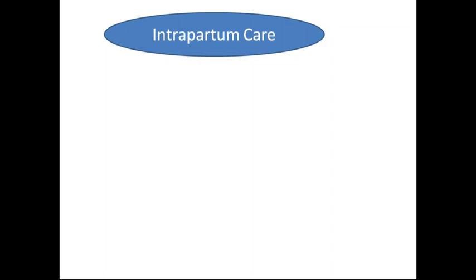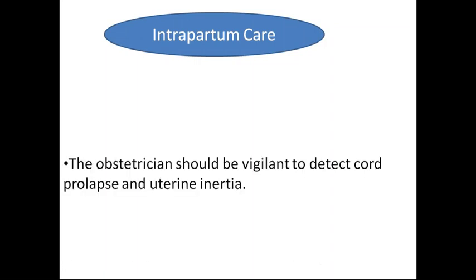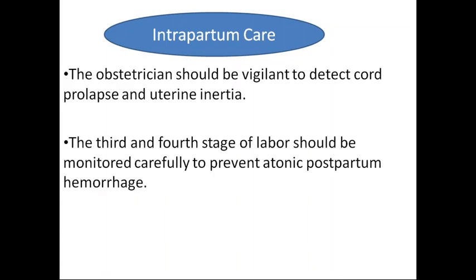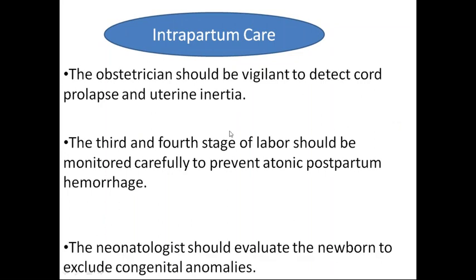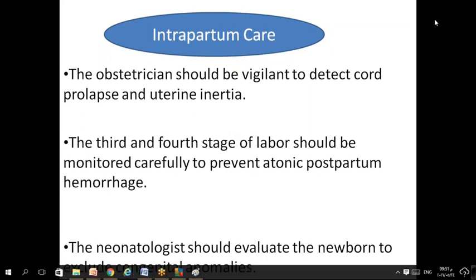So you can do amniocentesis while she is in labor, or you may go to cesarean section if you have unstable lie, or the condition if there is cord presentation, or you are afraid. So you can do a cesarean section for some cases. You need to individualize your management, but generally this case is liable for cord prolapse, so you should be vigilant to detect cord prolapse and uterine inertia.